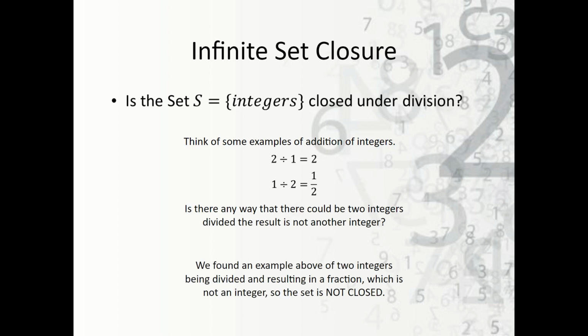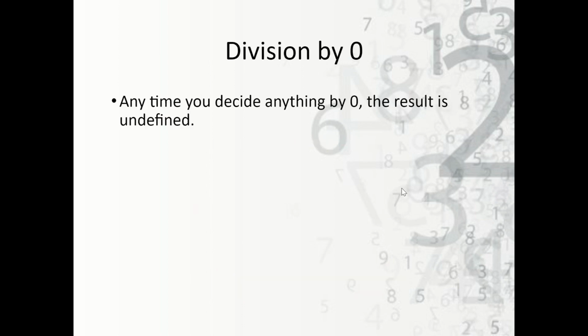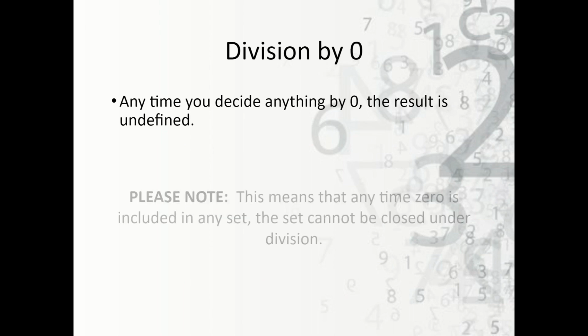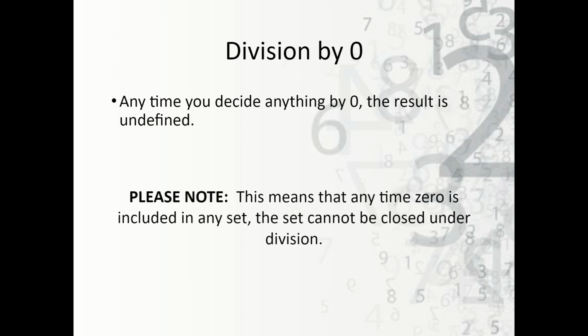Now, there's an easier way for us to be able to tell that this set is not closed. Because I told you last time, if we include 0 in the set, then it is never closed under division because it's undefined. If we divide something by 0, it will always be undefined. So 0 is an integer, so if we were to divide a set by 0, it would be undefined. Therefore, that previous set would not be closed because of division by 0.